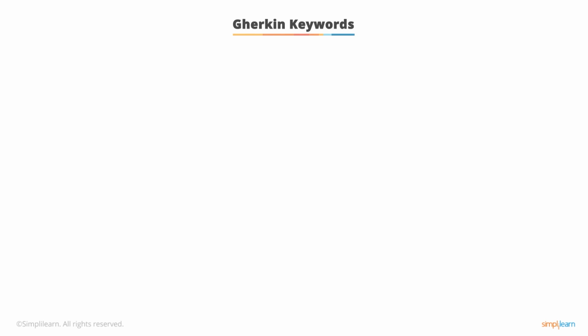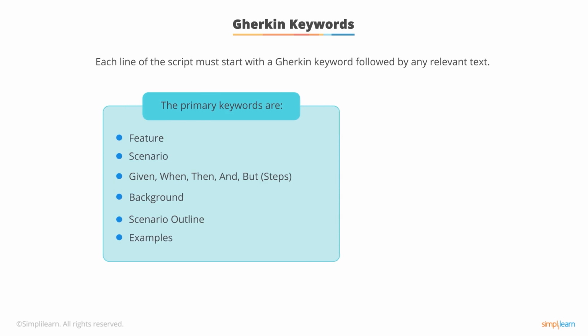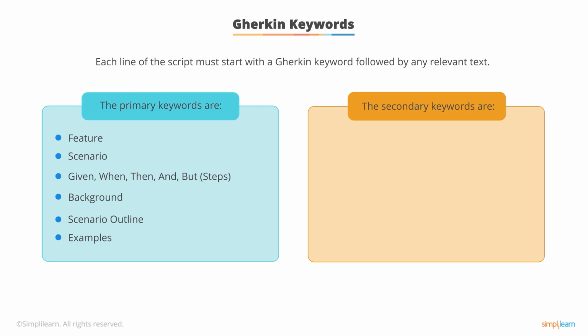Gherkin keywords. Each line of the script must start with a Gherkin keyword followed by any relevant text. The primary keywords are feature, scenario, given, when, then, and, but, that means steps, background, scenario outline, and examples. The secondary keywords are defined using the following symbols along with text. Quotation marks surrounding text for docstring, the pipe symbol for data tables, the @ sign for tags, and the hash or pound sign which indicates comments.